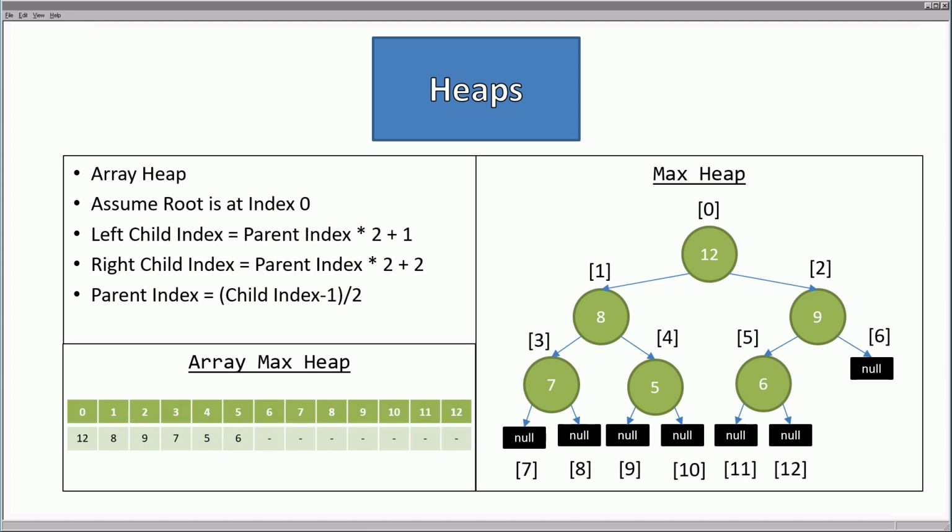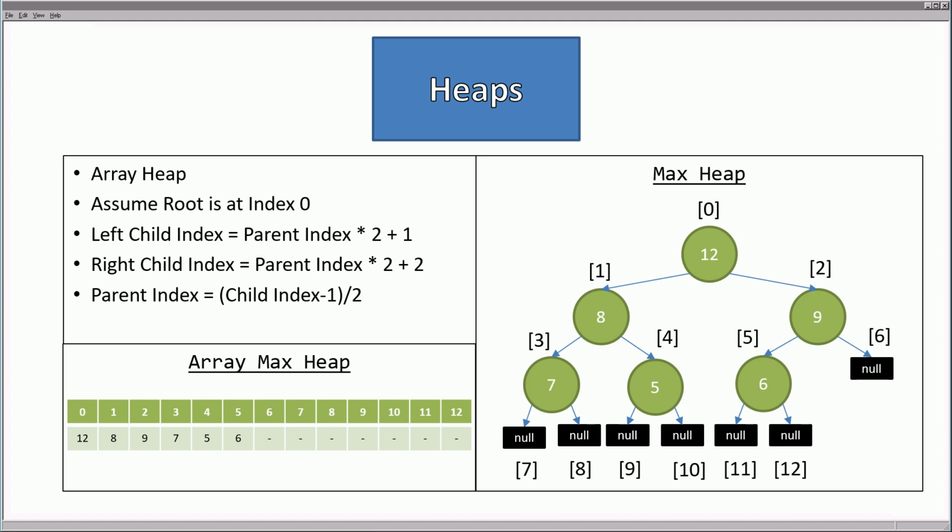In the last couple of lectures, we introduced trees and implemented them using a linked structure. However, trees can be implemented using an array. Here is an array representation of a max heap. Now this version assumes that the root is at index 0. For instance, if we needed to access the left child from a parent, what we do is just take the parent's index, multiply it by 2, and add 1 to it.